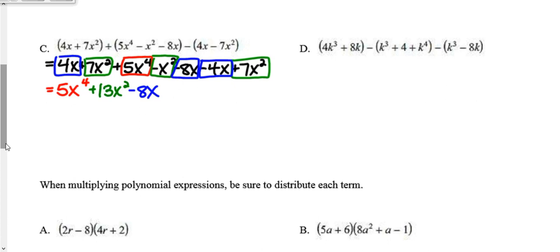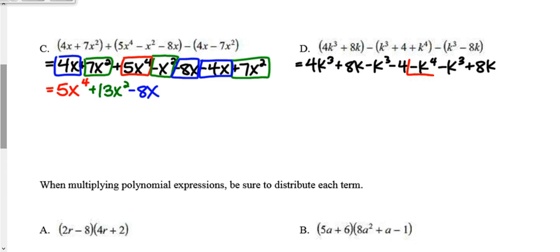Last one with adding and subtracting. So again, just practicing that rewriting. I have lots of negatives in this problem. That's a third. Okay. Distributing the negative here. And here. Okay, and then combining like terms.